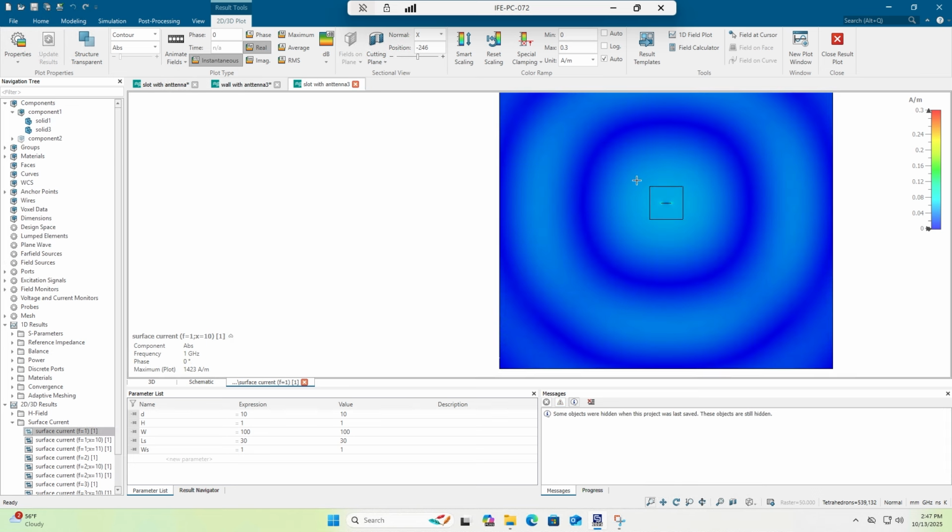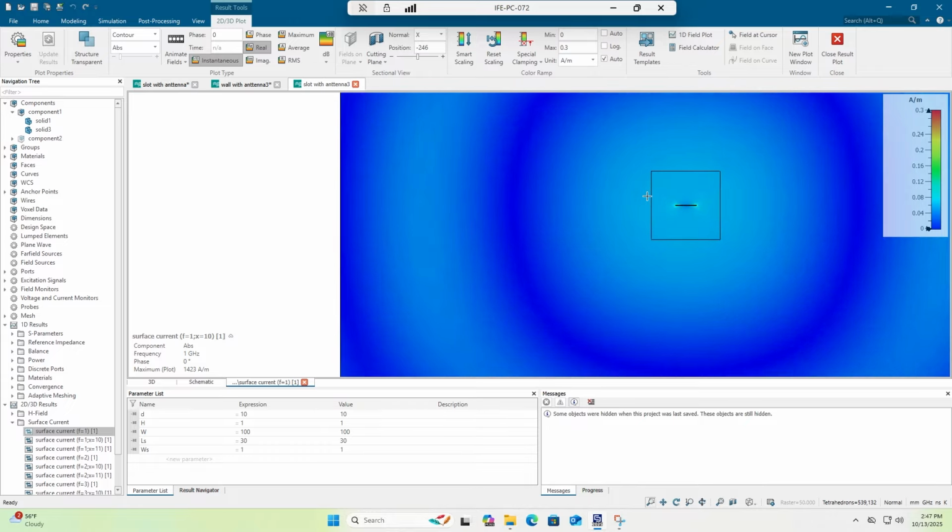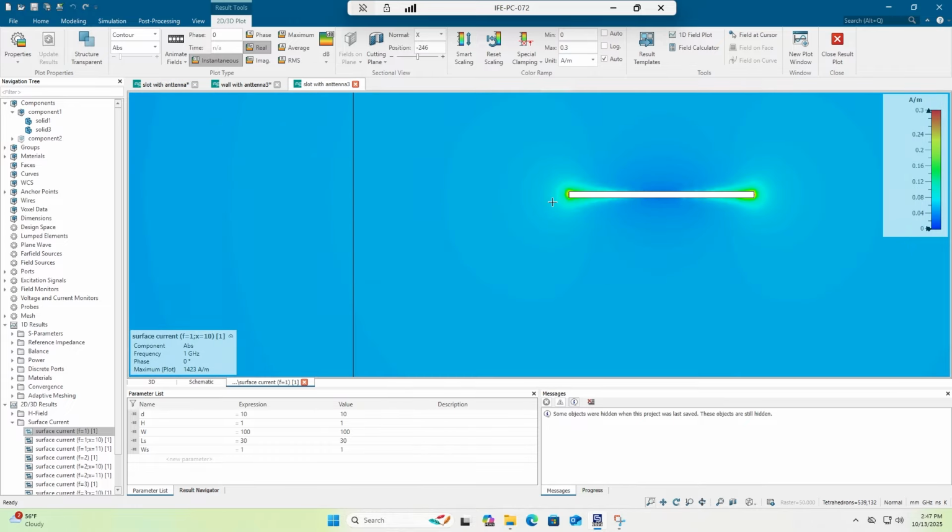Then I want to show you the results in the presence of the slot. So here you can see the current density distribution in the presence of the slot in the metallic wall. The overall pattern is similar to before, but if we look at the slot location, we can see two peaks at both ends of the slot.